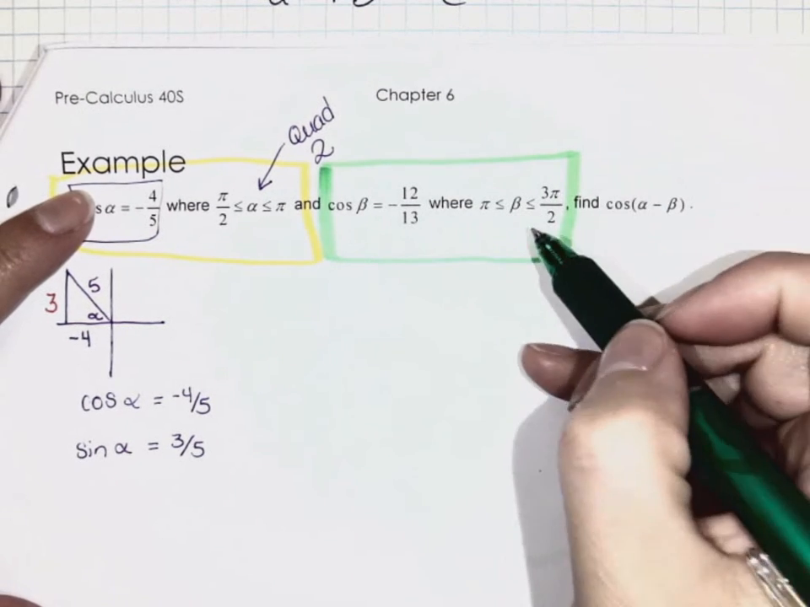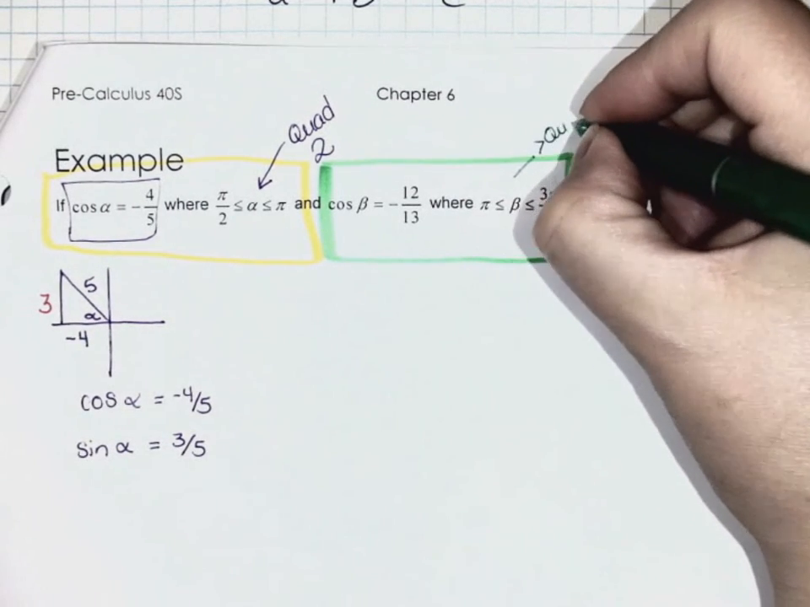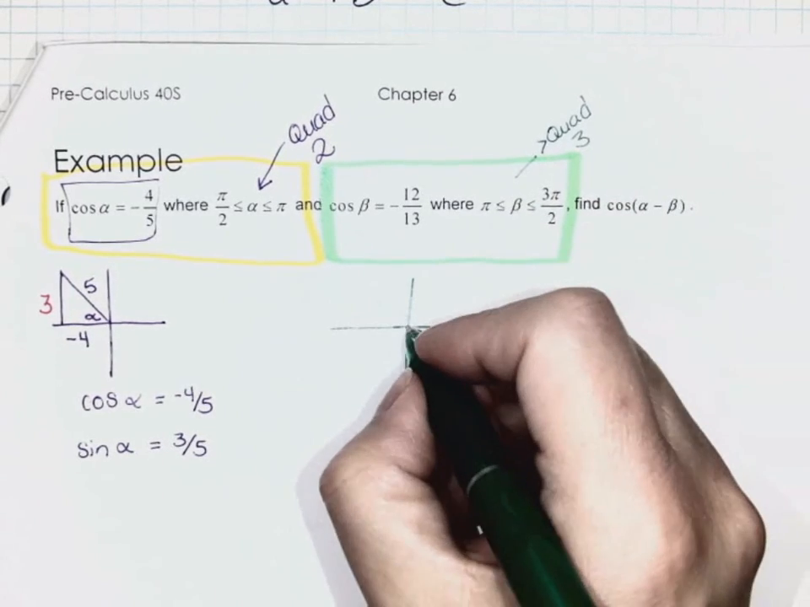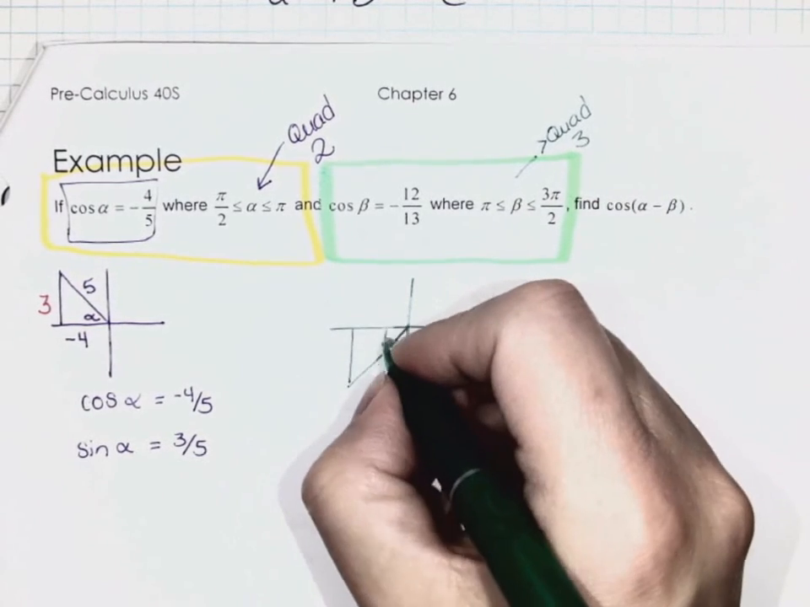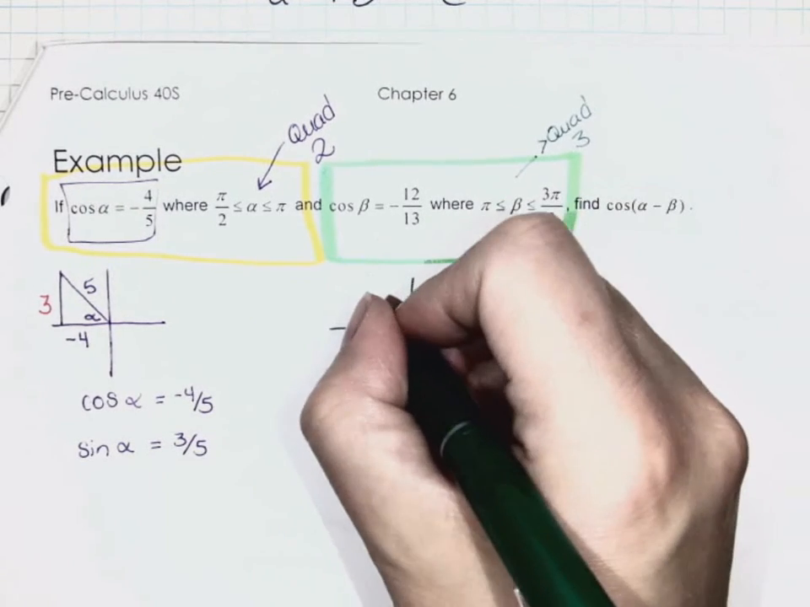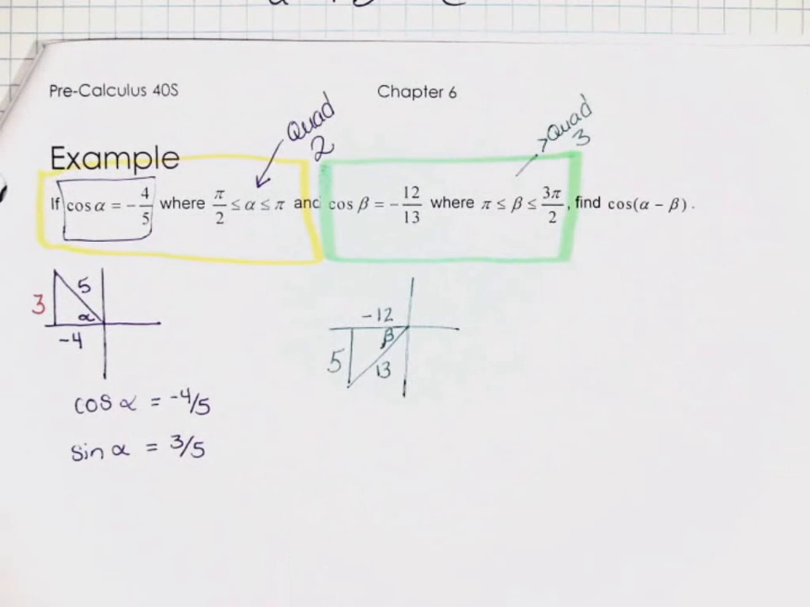Okay, so what quadrant am I in? 3. So I am in quad 3. And now that angle's beta there. This will be 13. This will be negative 12. That side will be 5.